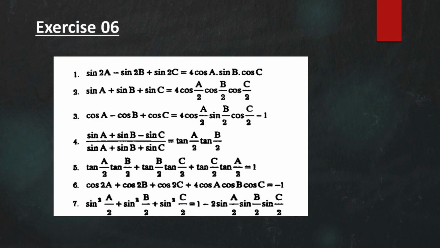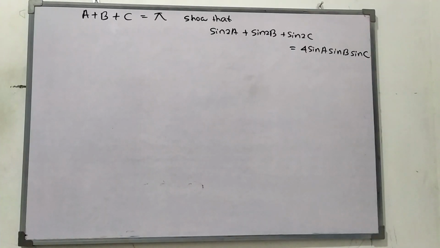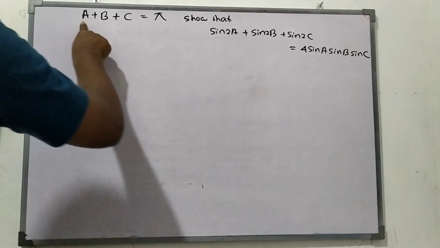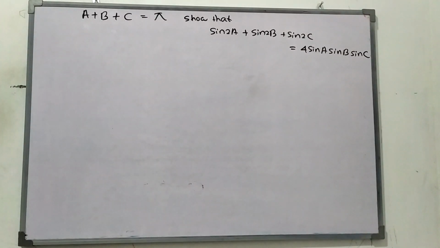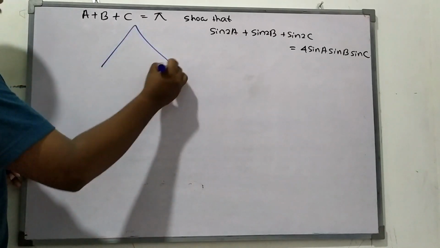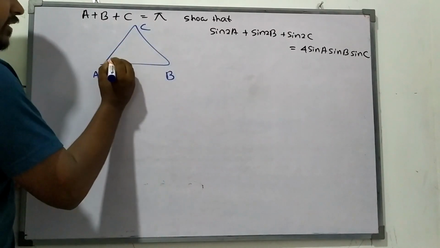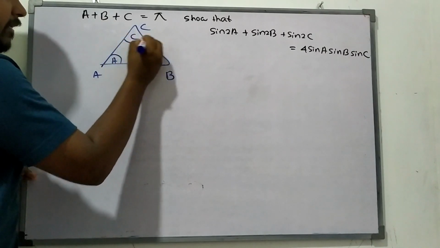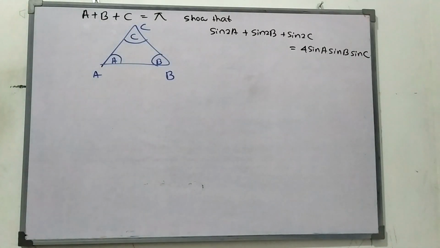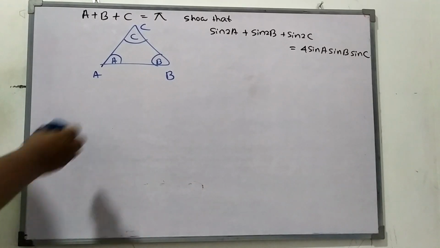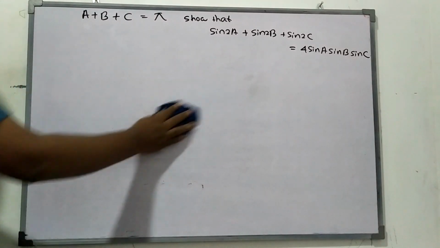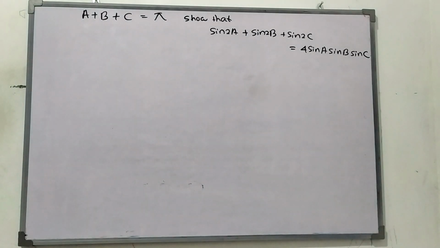Okay children, this is my next example. Sin 2a plus sin 2b plus sin 2c equals 4 sin a sin b sin c. And over here a plus b plus c equals pi. So a plus b plus c equals pi means ABC is a triangle. A, B, C are the angles of the triangle. So actually ABC is a triangle. How to do this sum?